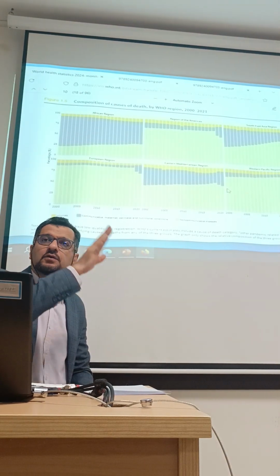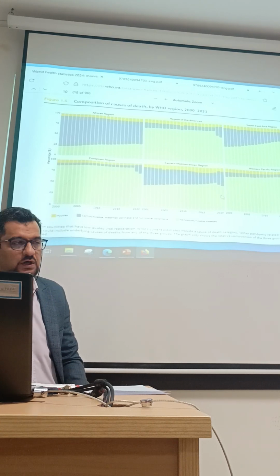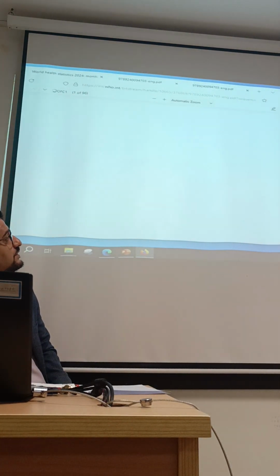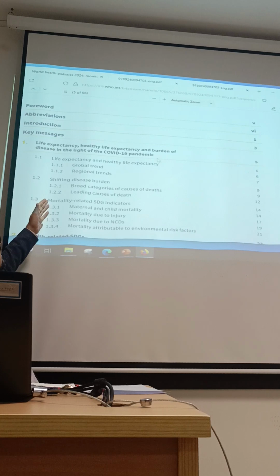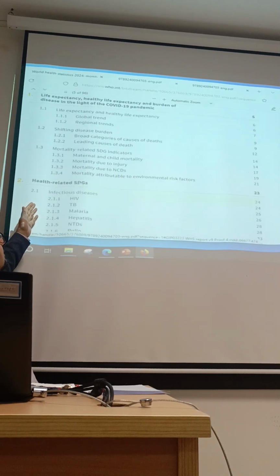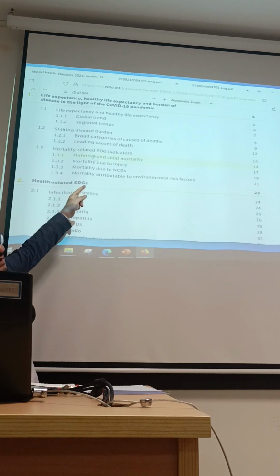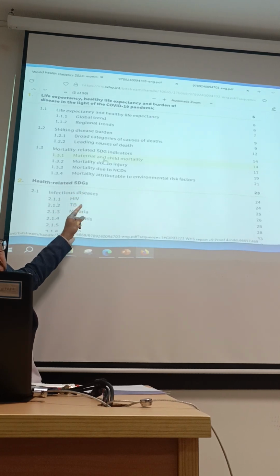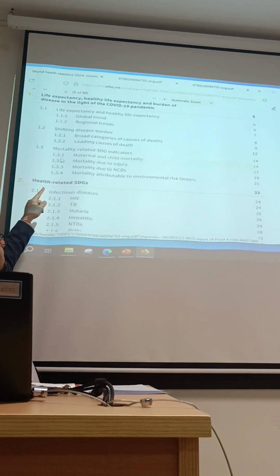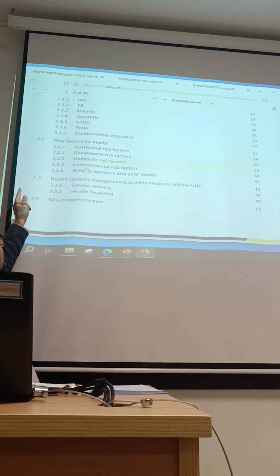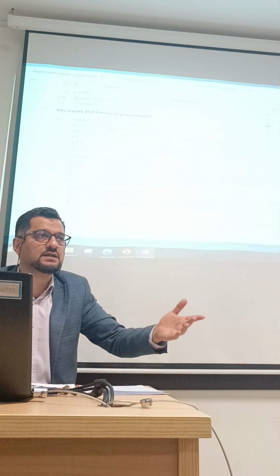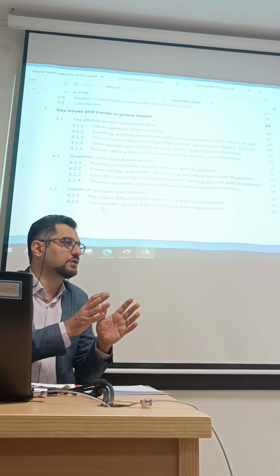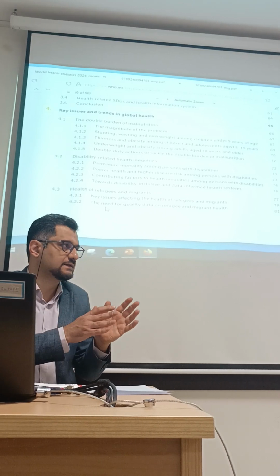But you can have a look at all of this report to see at least what the names of the chapters are in the beginning, so you can see what it is about. For example, life expectancy, shifting disease burden, mortality related SDG, Sustainable Development Goals, set by the UN. Then again, health-related SDGs, risk factors for health systems, and so on. You can go through it and have a look at it to know what parts such a report, World Health Report 2024, has. Okay?